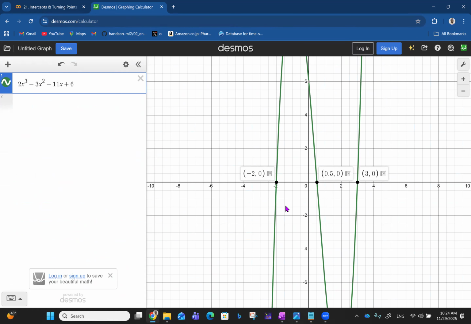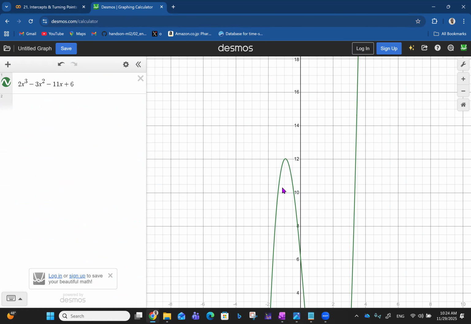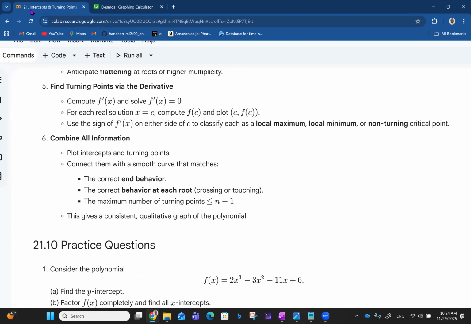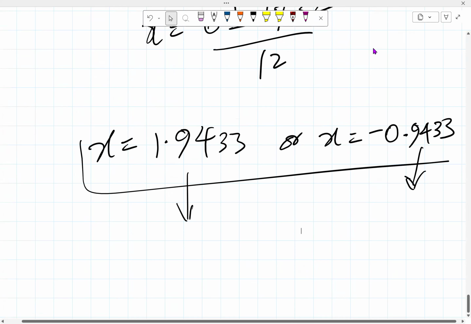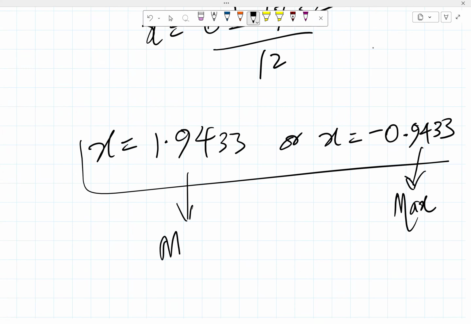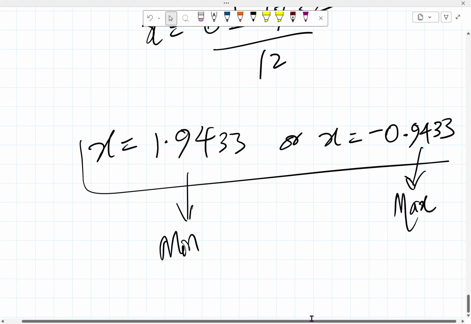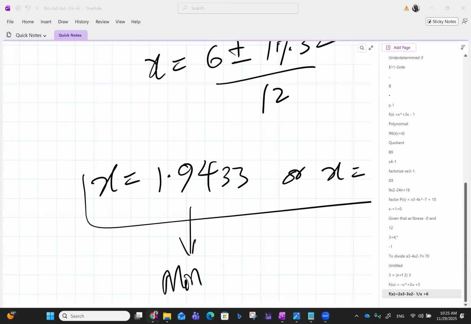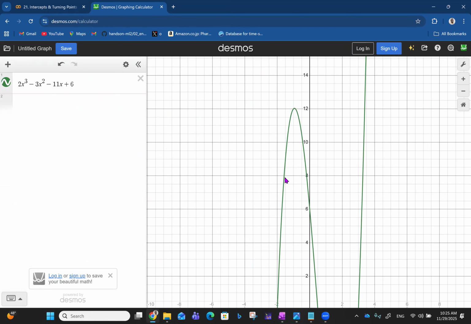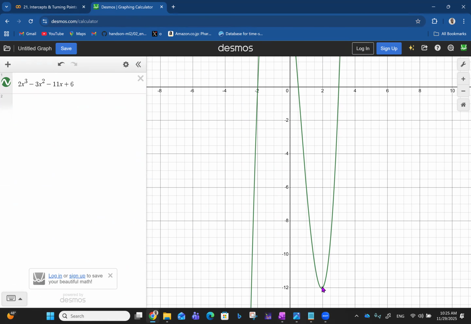So look at this now, at this point, x is minus 0.9433. That is the maximum point. So this corresponds to the maximum point, and this corresponds to the minimum point. For the minimum point, we have 1.9433. That's the minimum point, which we have right here, this point now. Okay. So with this, we come to the end of this video.